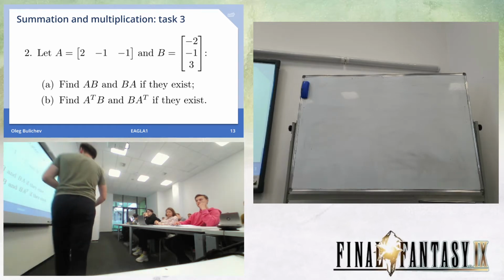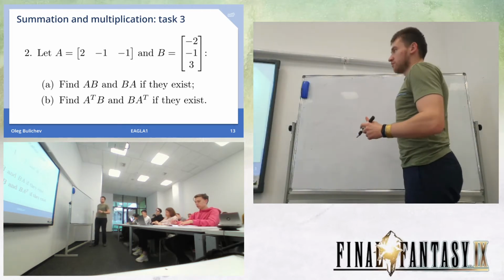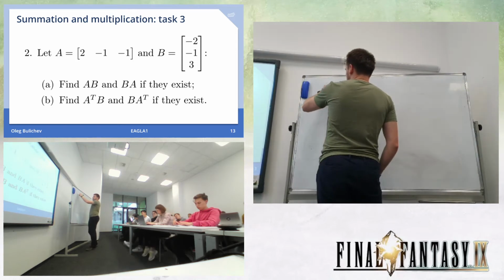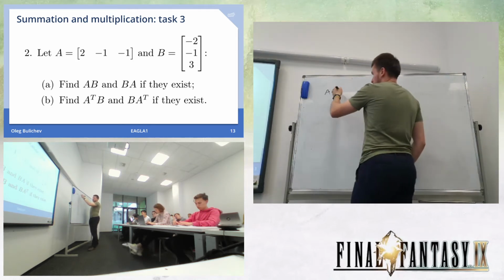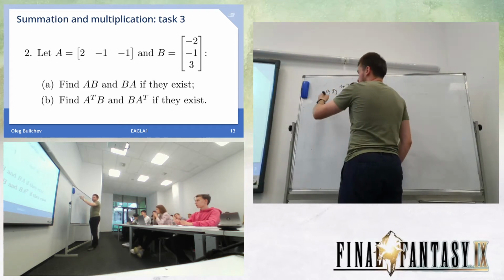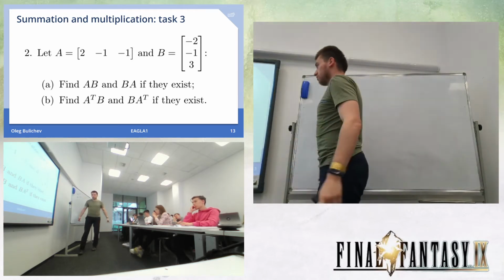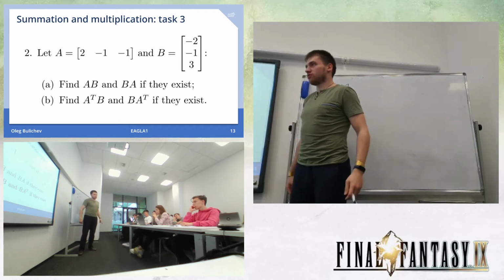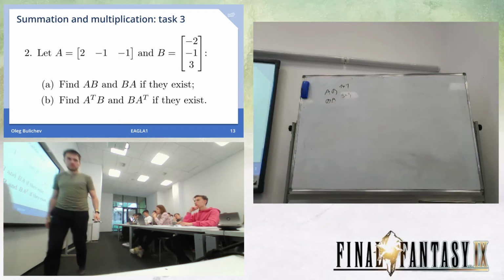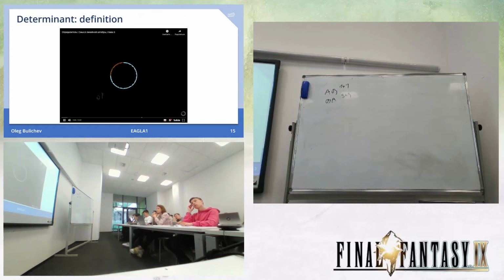So in this case, what will be this? What won't? AB won't, BA will. A transposed B will, BA transposed won't. AB, we may say that yes, it will be 1 by 1. It's dot product actually. And BA is 3 by 3, outer product. These just don't exist. It's just multiplication, I don't see any reason to solve it. Okay, let's go to the determinant.